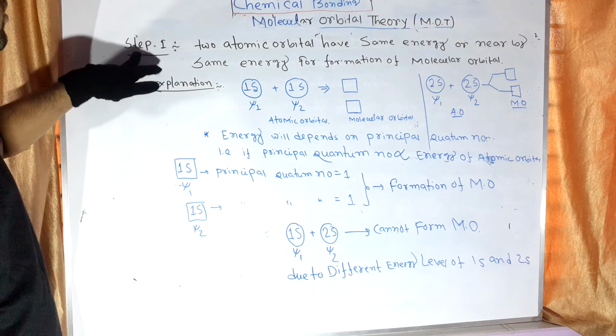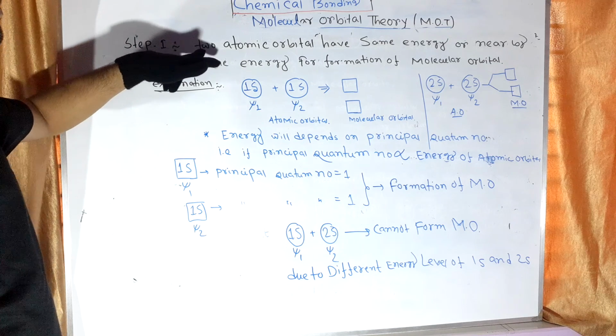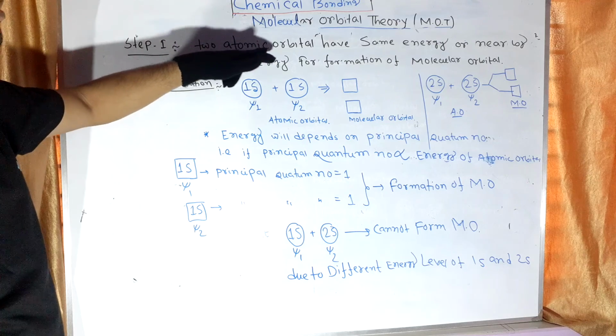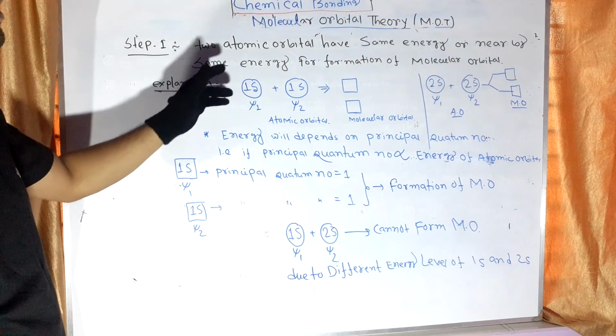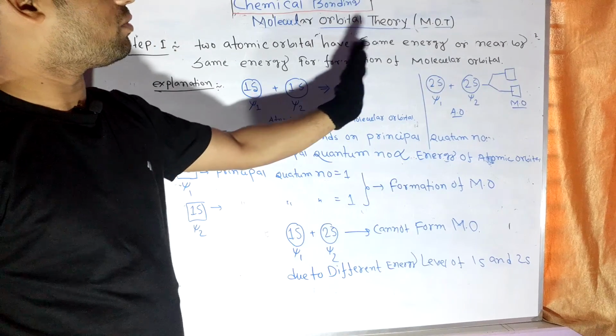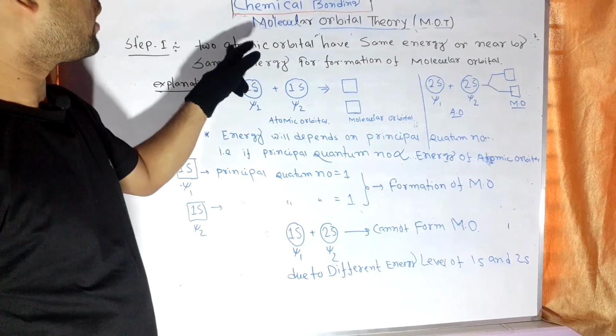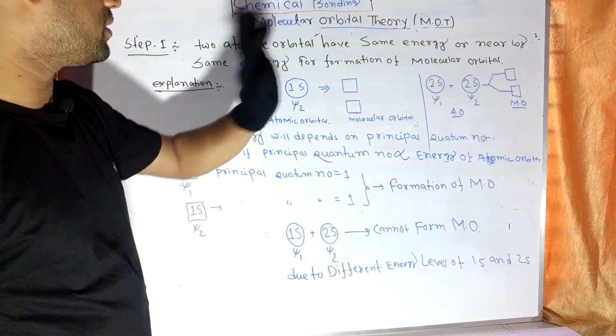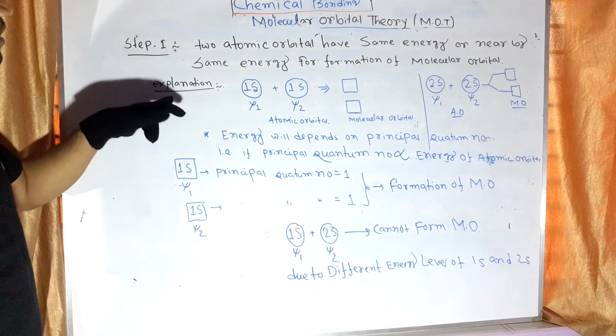For the explanation of step 1: step 1 says that two atomic orbitals have the same energy or nearby the same energy for formation of molecular orbital. This is the condition for formation of molecular orbital. Two atomic orbitals have the same energy or nearby the same energy. This is the explanation of step 1.